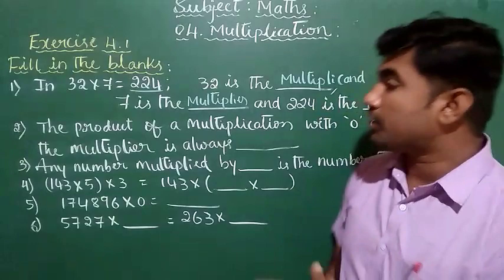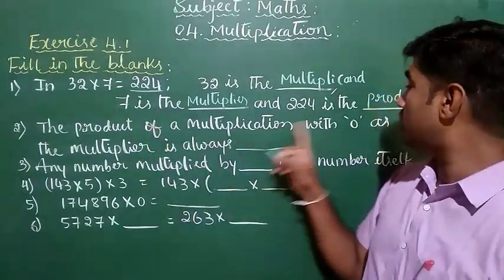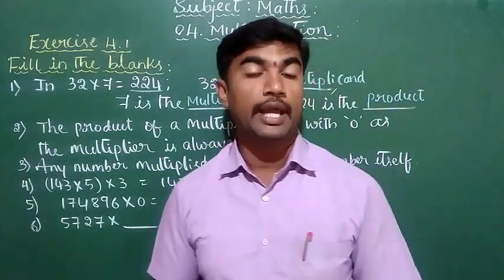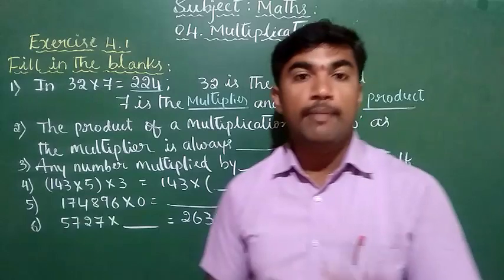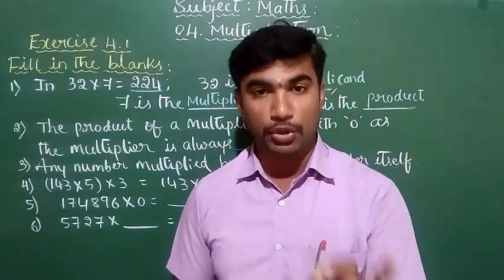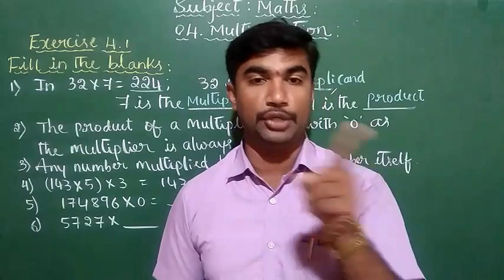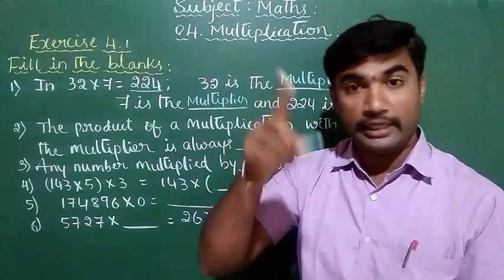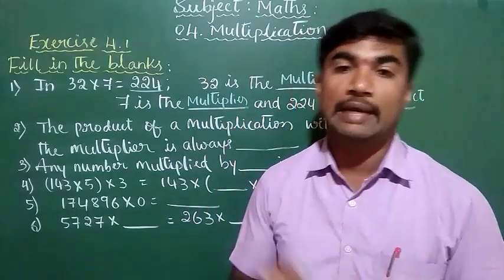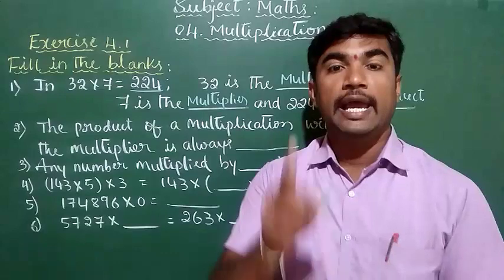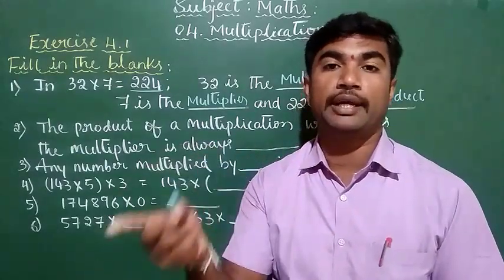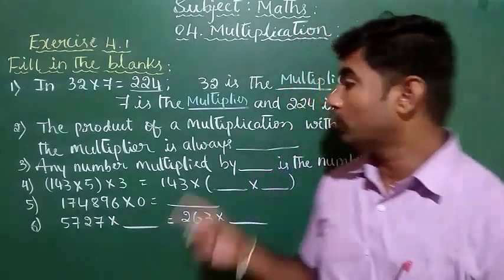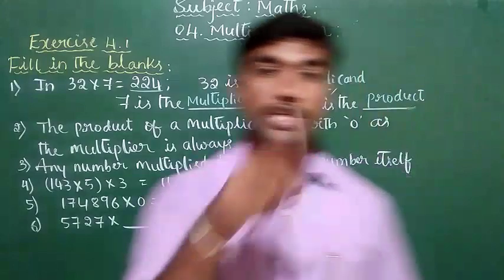Okay, the second question: the product of a multiplication with 0 as the multiplier is always 0. What it says means, when we are multiplying a number with 0, we are getting the product also 0. Here the product is 0, then the multiplier is also 0. Example, 2 into 0, what are we getting as the product? 0. 5 into 0, 0. The 0 is a multiplier. So here also the multiplier is always 0.